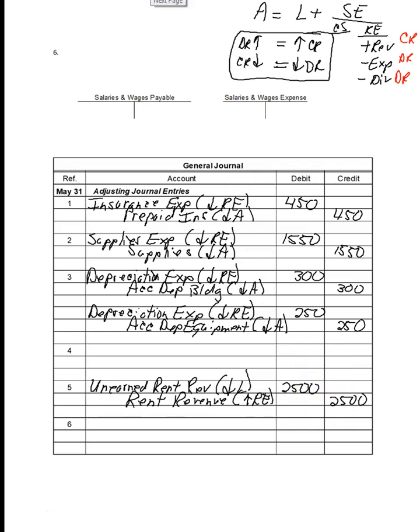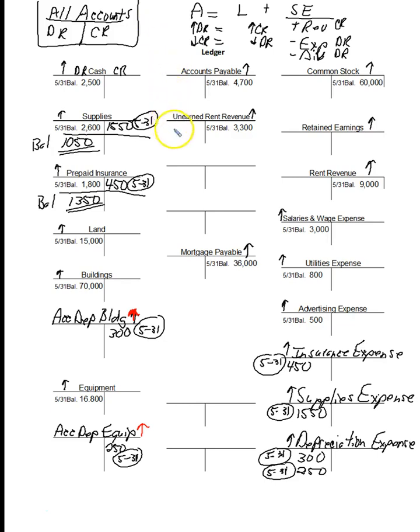Let's go post this. Okay, so our debit was to unearned rent revenue, $2,500 here on May 31st. I'm going to go ahead and draw my line. $3,300 minus $2,500 gives us an ending balance of $800. And then we go to rent revenue and credit it $2,500 on May 31st. So debit, credit. Okay, those are all deferrals. So notice we had a journal entry impacting expenses and revenue because either cash had already been received for, in this case, unearned rent revenue, or cash had already been paid out for these assets.